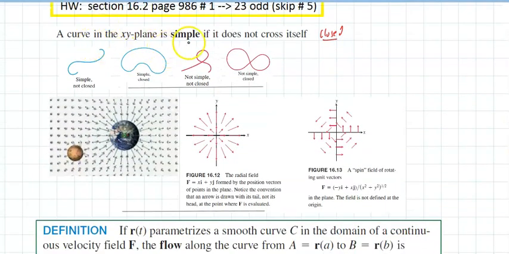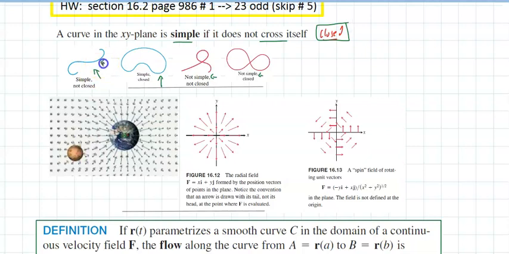A curve in the xy plane is simple if it does not cross itself. So this is a simple curve, this is a simple curve. This is definitely not simple, and this is not simple. And a closed curve is a curve in which its initial point and its terminal point coincide.